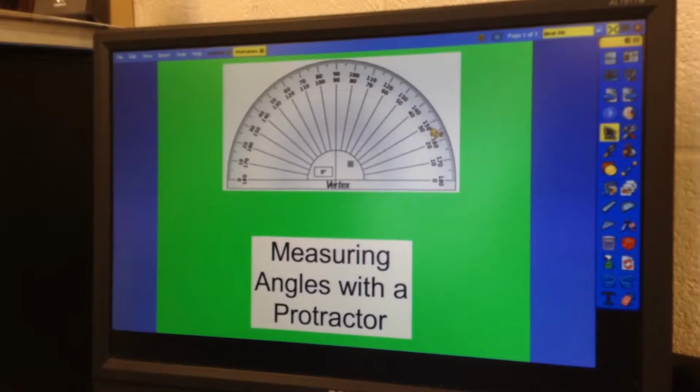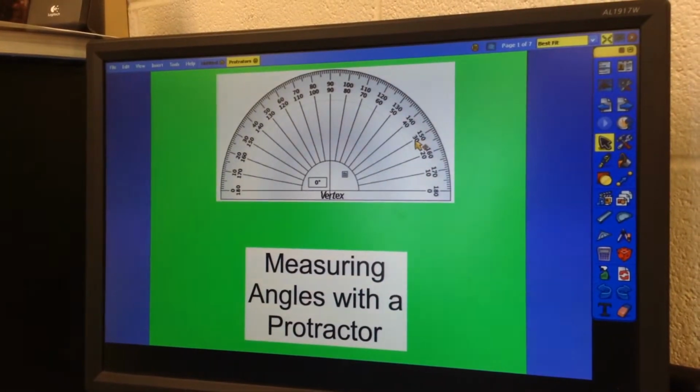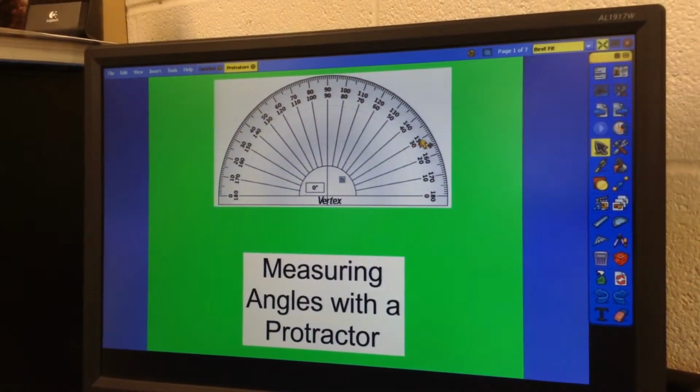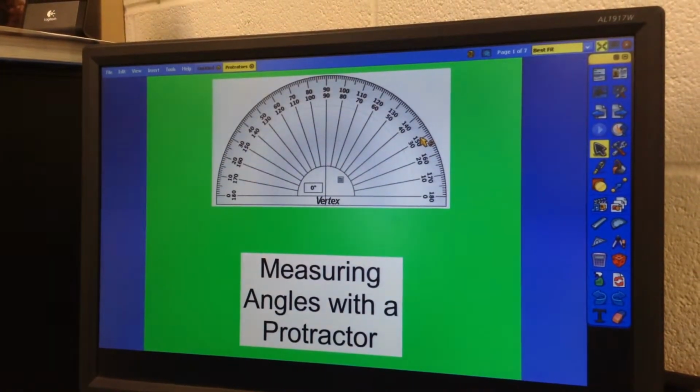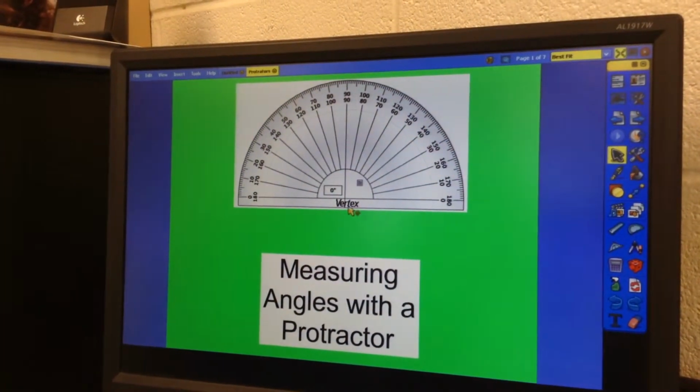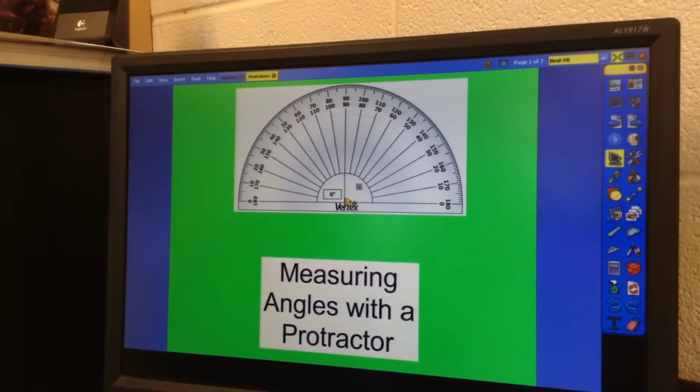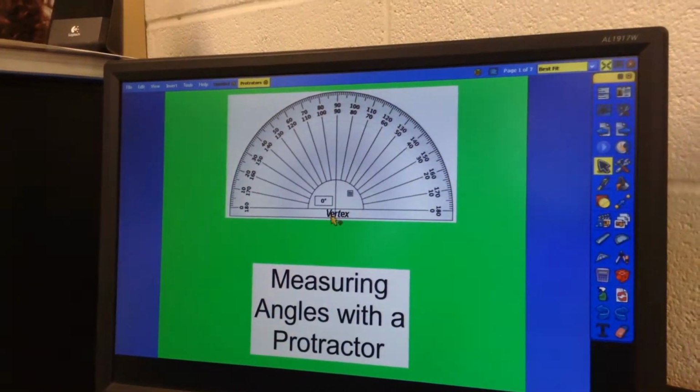You'll see that there are two sets of numbers, one for measuring acute angles and the other obtuse. More on those terms in a minute. And this here's the vertex. The vertex of a protractor is the point right along the baseline.